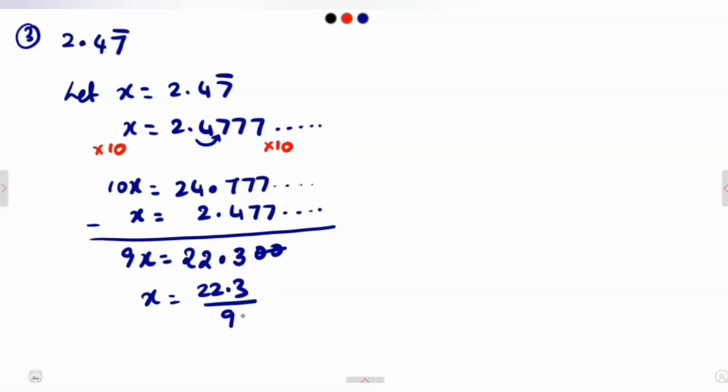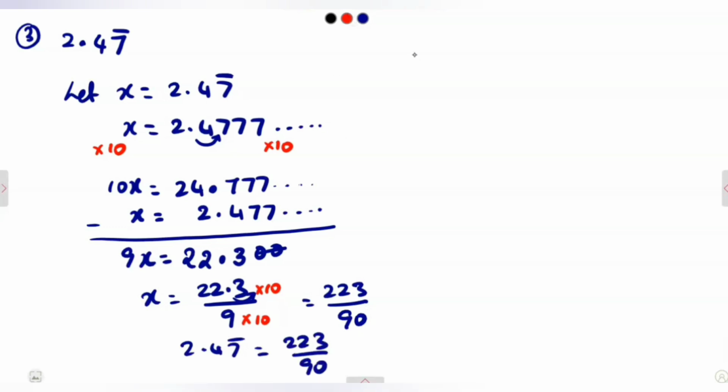I can multiply both sides by 10, up and down. So if I multiply both sides with 10, I'll get in the numerator 223, as the point moves one digit to the right. The point goes away from the number, and in the denominator 9 into 10 as usual, 90. So the answer: x is equal to 223 by 90. So the original value of 2.47 bar is equal to 223 by 90.